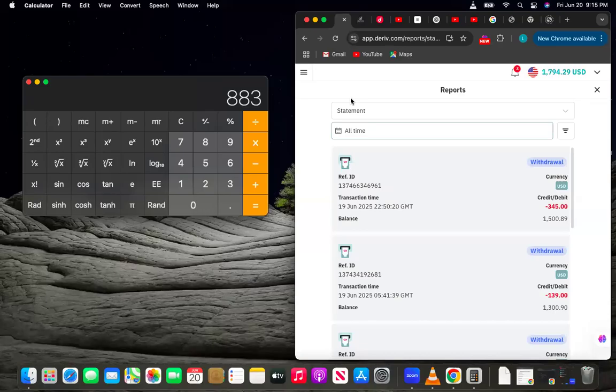$883, right? And I still have a balance of $1,000. So this plus $1,794 is $2,677, right? Let's ignore the fact that I started with $20. From a deposit of $100, I was able to make $2,677. So approximately $2,600 profit in a few days, guys.